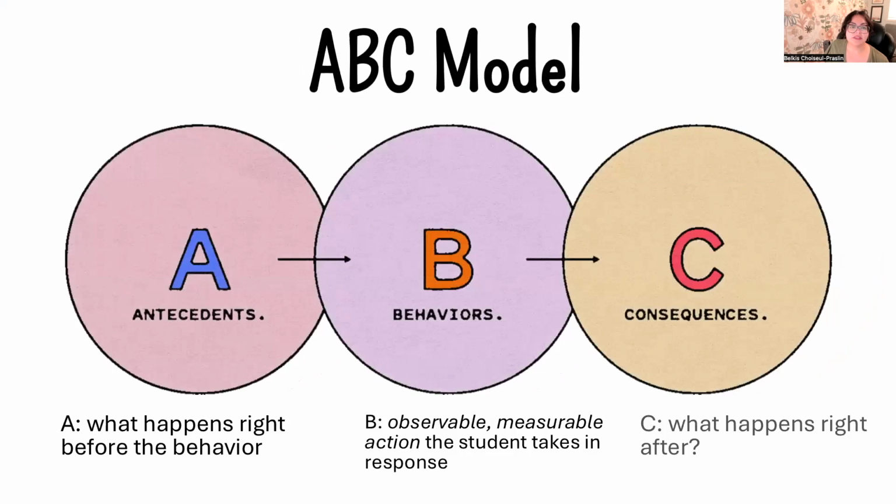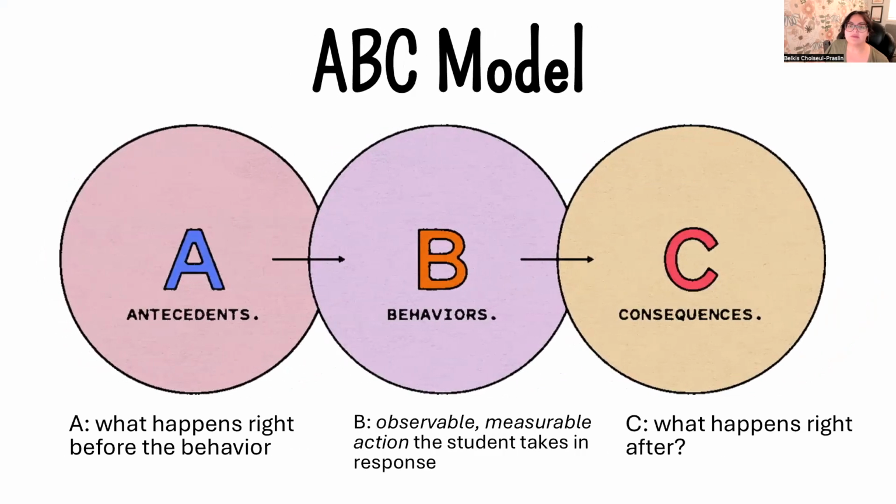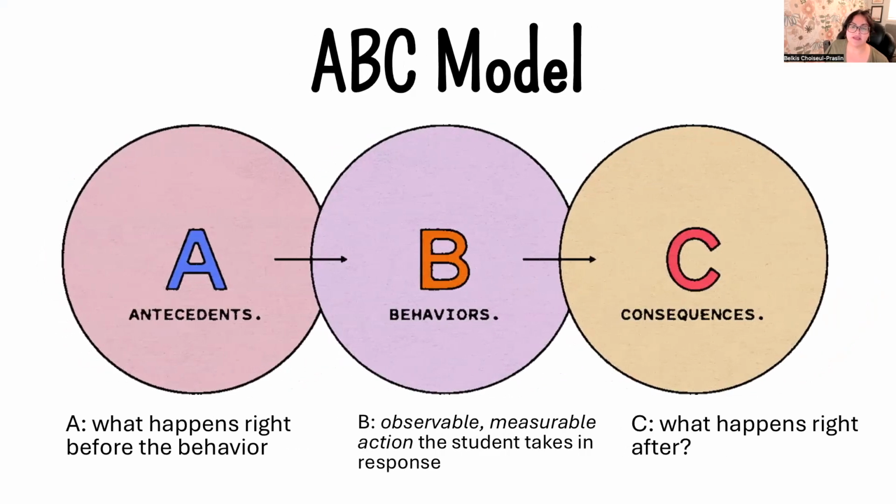We'll start here with the ABC model, and this is one of the most important tools you'll use to understand behavior. A stands for antecedent, and the antecedent is what happens right before the behavior occurs. B is the behavior, and the behavior, as we know, is the observable, measurable action that the student does that we can see or measure or track. And that's the best way to describe the behavior, is to operationally define it.